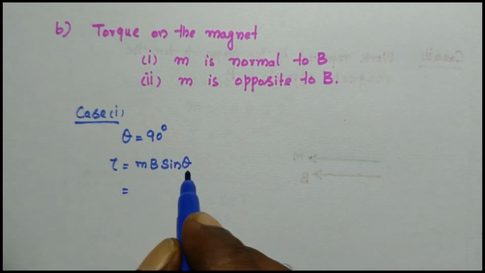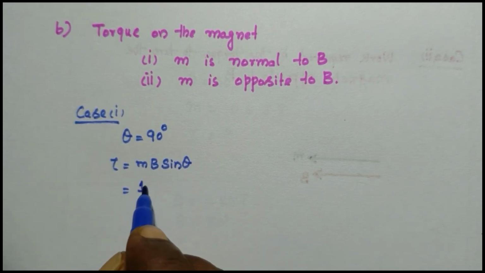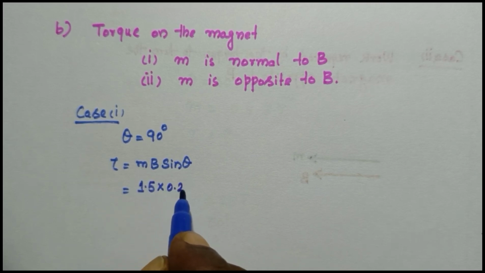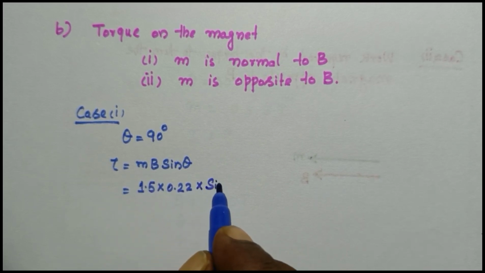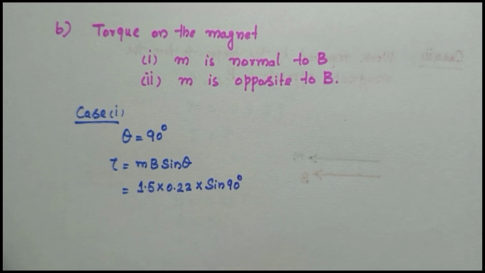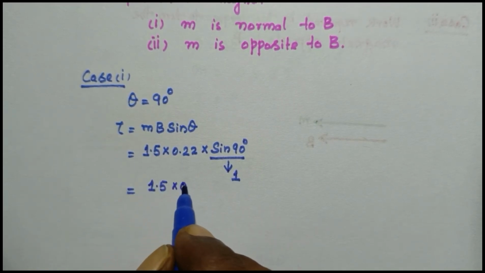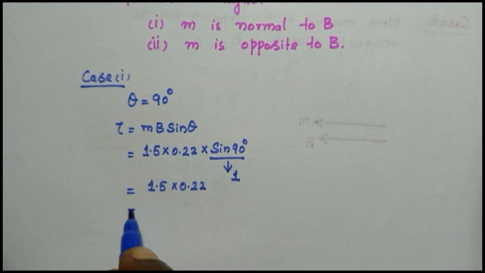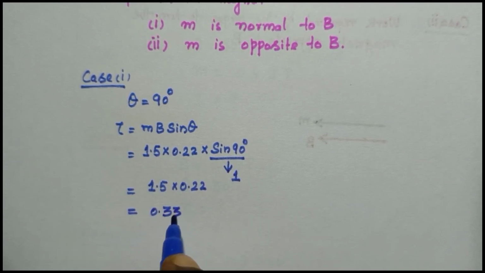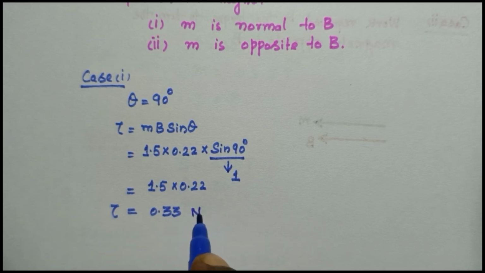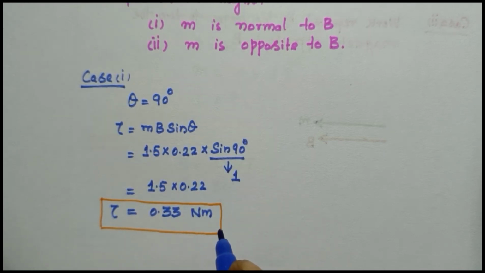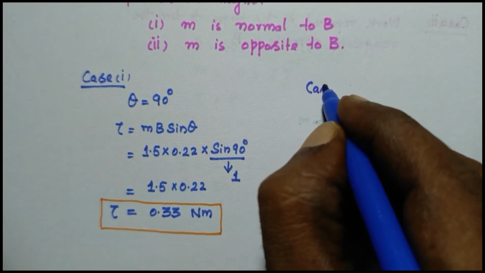We know the value of m, B and theta. M is 1.5, B is 0.22 into sin angle is 90 degree. Sin 90 is 1. Therefore, this is equal to 1.5 into 0.22 and this is 0.33. This is the torque on the magnet when the magnetic moment is normal to B. Unit of torque is Newton meter. Now let us find the torque in the second case, case 2.